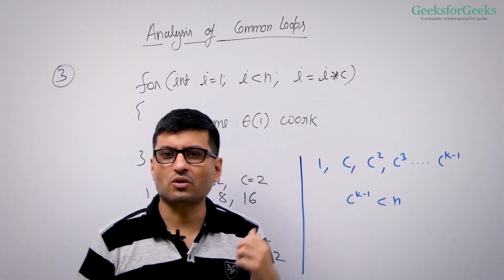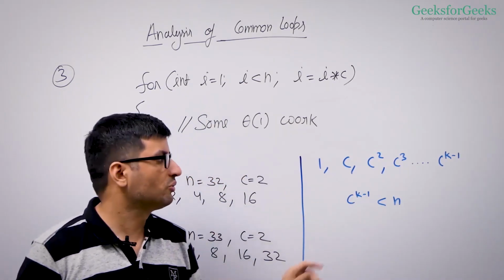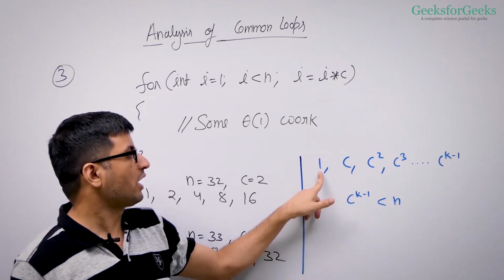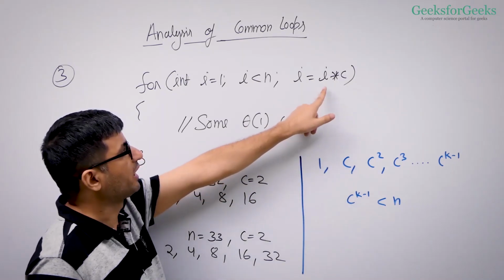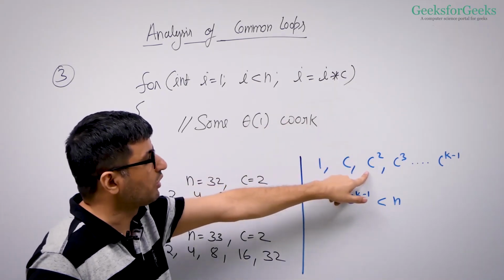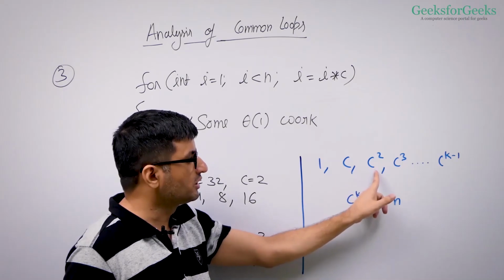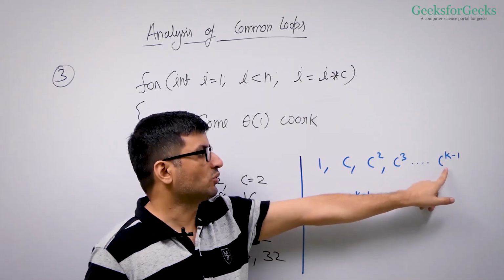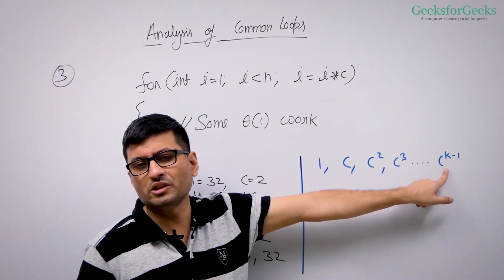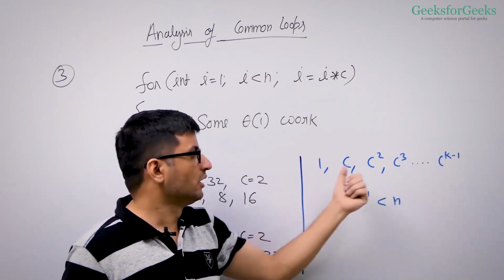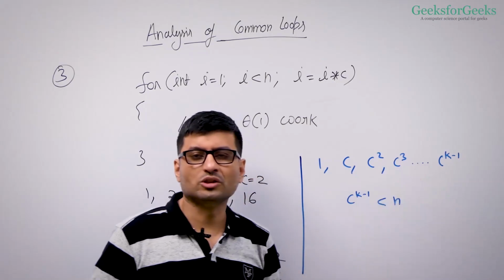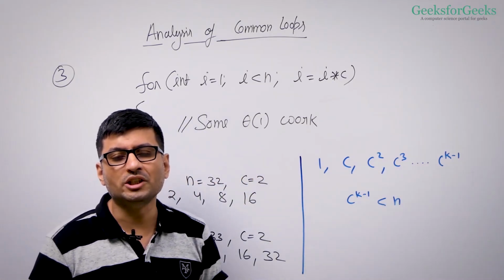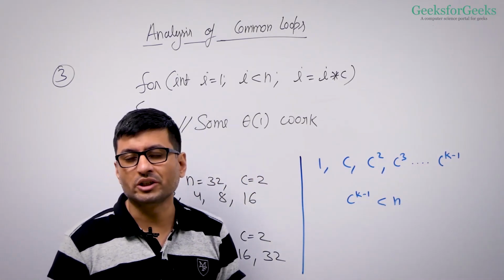When you are going inside the loop for a general c, what happens? You run for i equal to 1, then you run for c because you multiply i with c, then you run for c square, you again multiply c with c, then c cube, and so on. So say you run this loop till c raised to the power k minus 1, where k is the number of iterations your loop runs. So this loop will stop when c raised to the power k becomes greater than or equal to n.